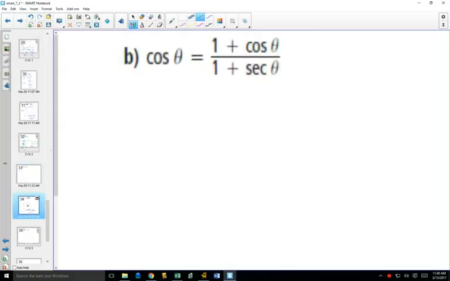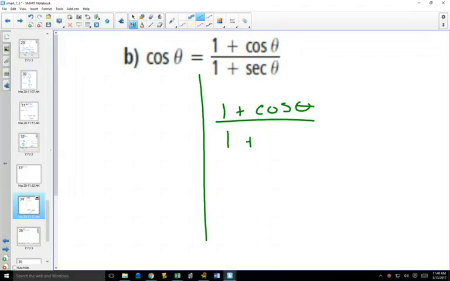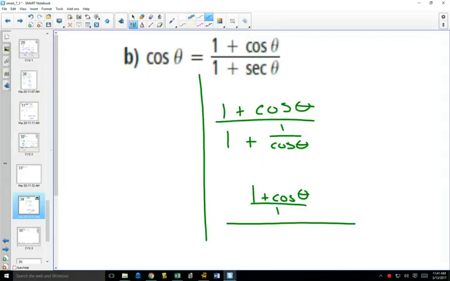Now for part B, is that B? No, that's A, right? There's B. Again, if we go about proving this first, change everything to sine and cos. So I'll have 1 plus cos theta over 1 plus 1 over cos theta. The top technically is a single fraction already. I can write it as over 1. On the bottom, I would need to get a common denominator by multiplying that 1 by cos over cos.